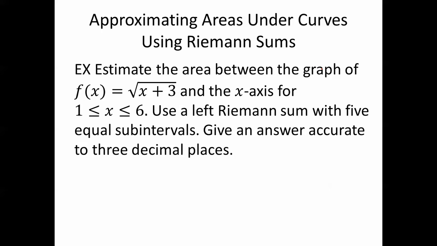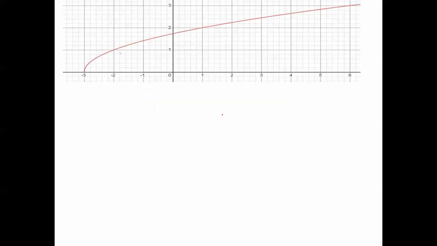For example, estimate the area between the graph of f of x equals square root of x plus 3 and the x-axis for 1 less than or equal to x less than or equal to 6. Use a left Riemann sum with 5 equal subintervals. Give an answer accurate to 3 decimal places. Everything's the same except now we're doing a left Riemann sum. Okay, so in this case, we want to estimate this area.